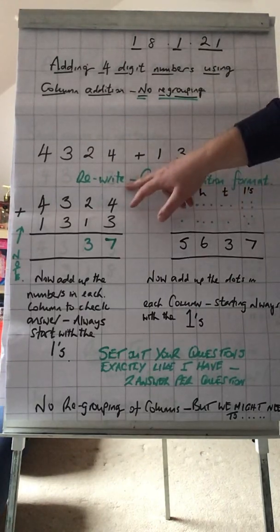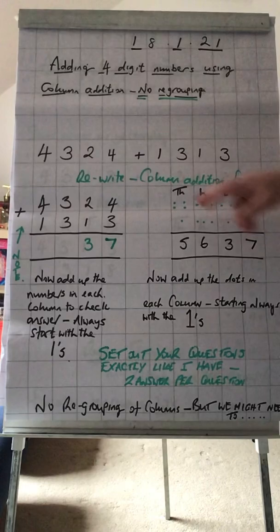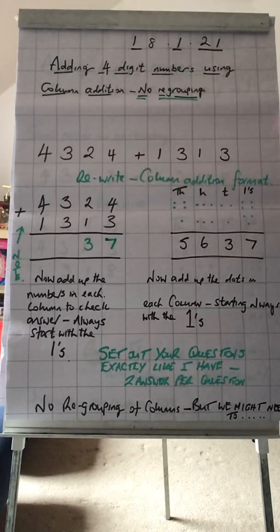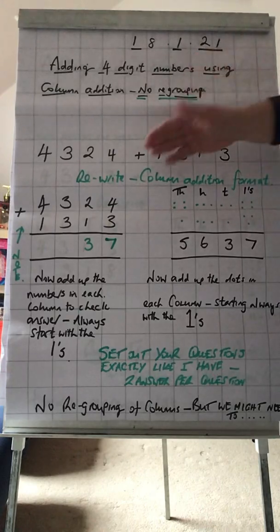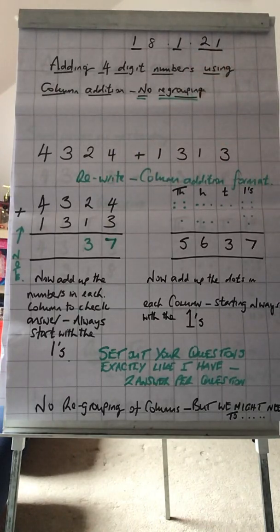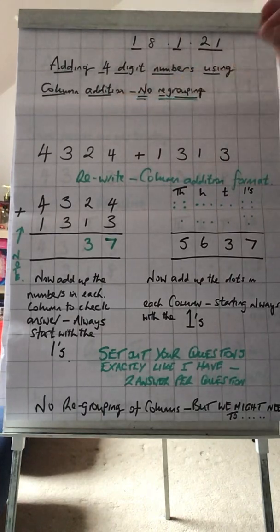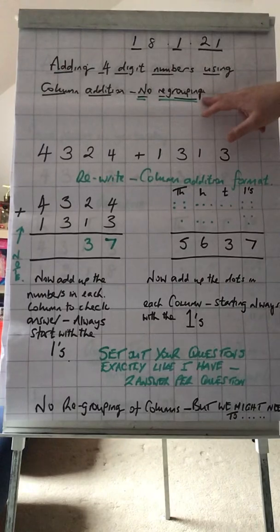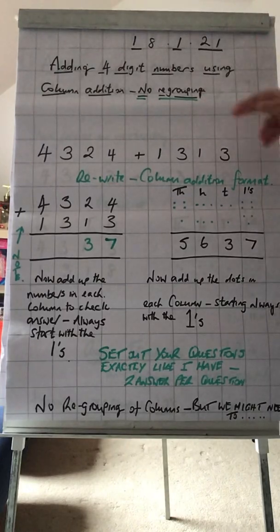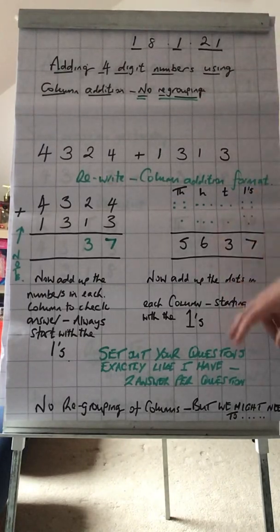However, I want you to rewrite it because we are using column addition, and this is not column addition. You might well be able to do it mentally in your head, but that's not the point. The point is to rewrite sums, set them out appropriately and correctly, and then to start using column addition. It starts easy, then it will get more complicated. Today we're not doing any regrouping, and then tomorrow we'll be regrouping the ones, and then the tens and the hundreds as we go through the week.